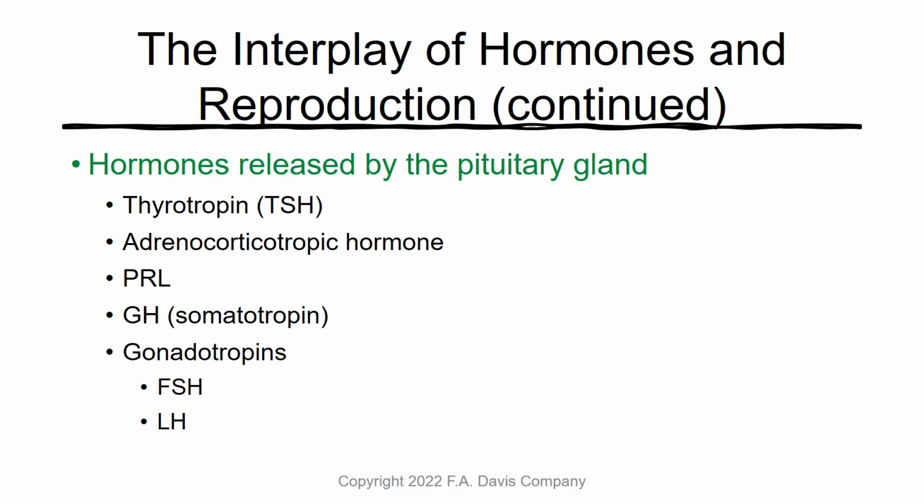PRL, which I just mentioned, stimulates the maturation of the mammary glands during pregnancy. It initiates milk production, also provides some inhibition to the stimulation of the follicle stimulating hormone and luteinizing hormone. So really that PRL is for lactation, really. Growth hormone stimulates growth and cell reproduction, and then gonadotropin, the FSH and LH, we're going to go over more on the next slide.